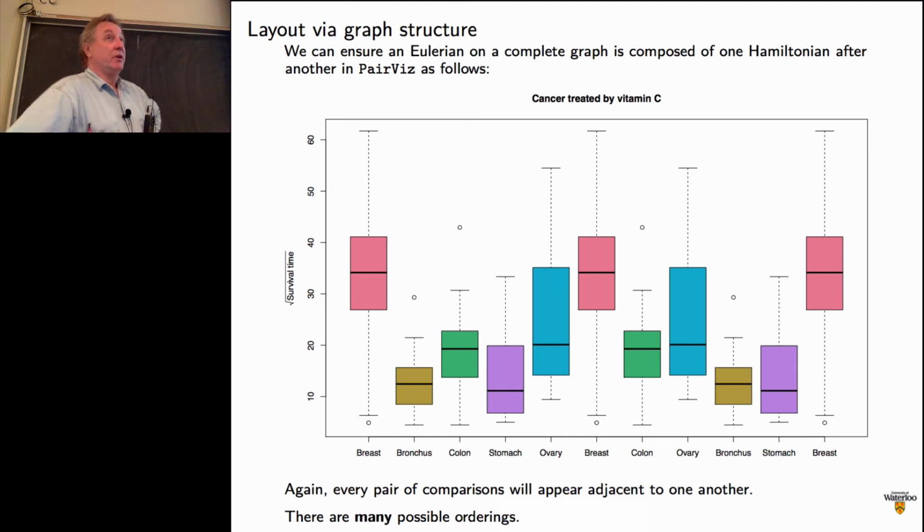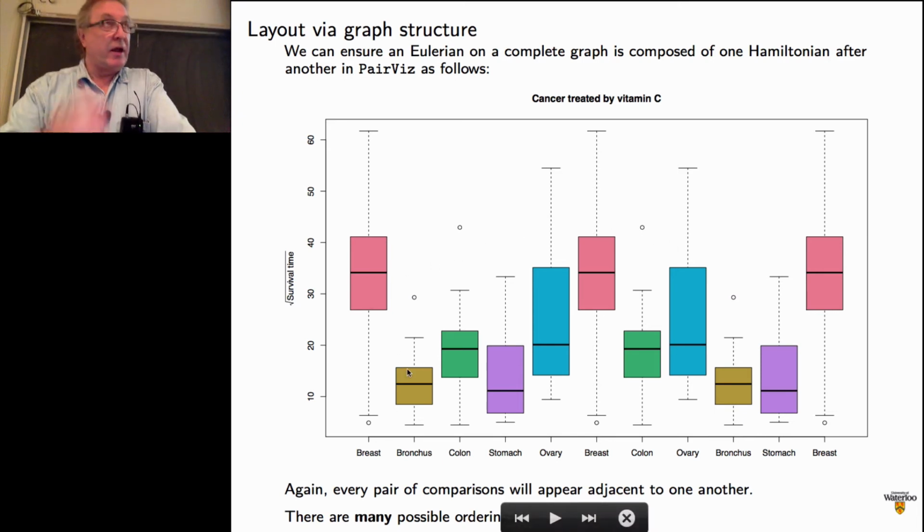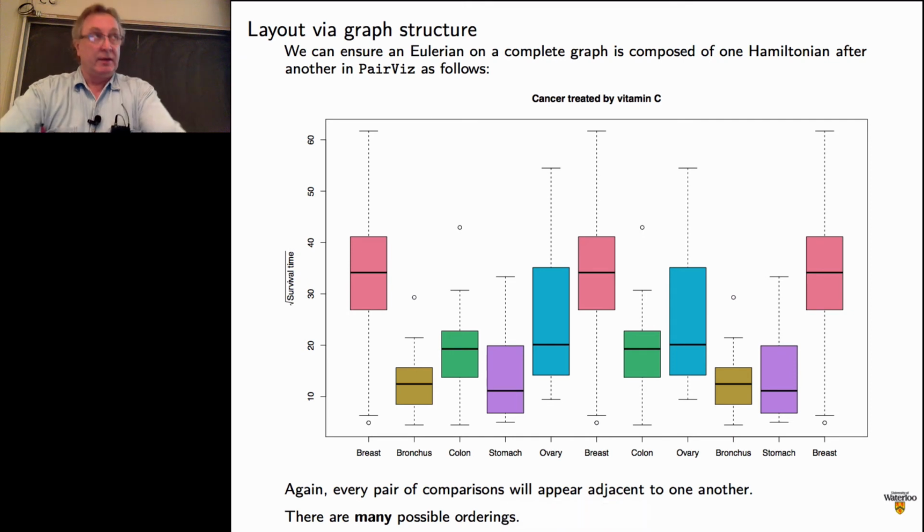So it's just going to be a convenient way to order some things. And so when we look at Eulerians, remember Eulerians visit every edge in the graph, Hamiltonians visit every node. And so we may be interested in seeing every box plot appear here so that every pairwise comparison appears. So that means we're going to be following an Eulerian path on the complete graph whose nodes are the box plots.